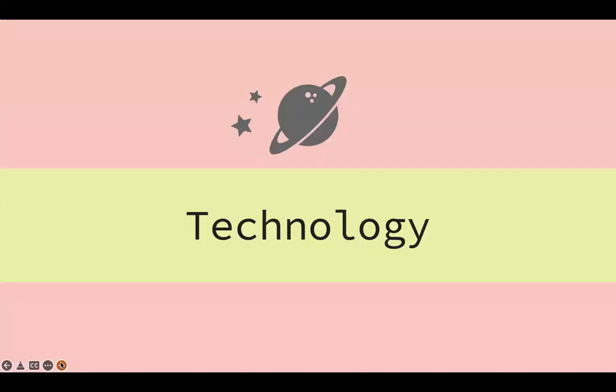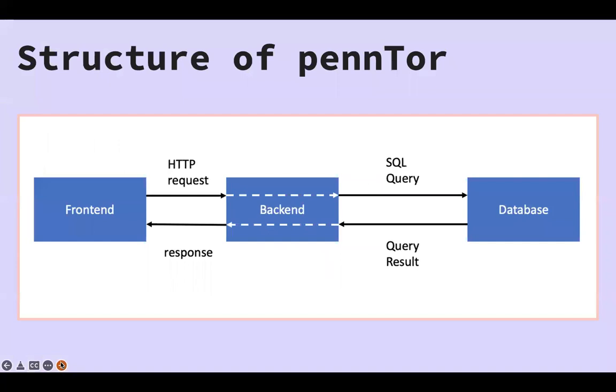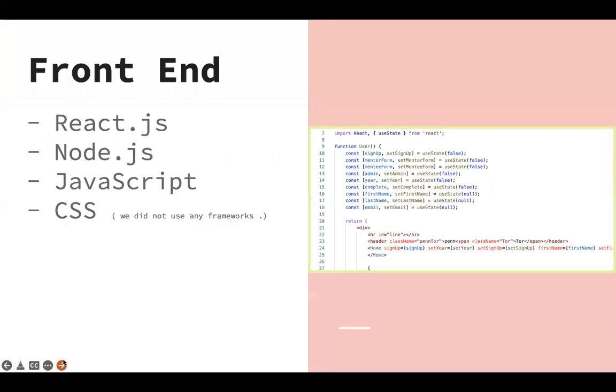I will introduce our app from a more technical perspective. Our app consists of three main parts: the front-end client, the backend server, and the database. The backend server acts as the intermediary between our front-end user and the backend database. We developed the front-end with React.js, CSS, and JavaScript. Since our app is somewhat small and simple, we did not use any frameworks for our CSS.